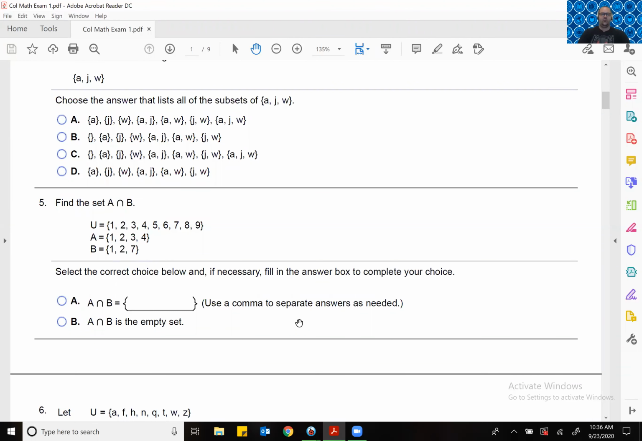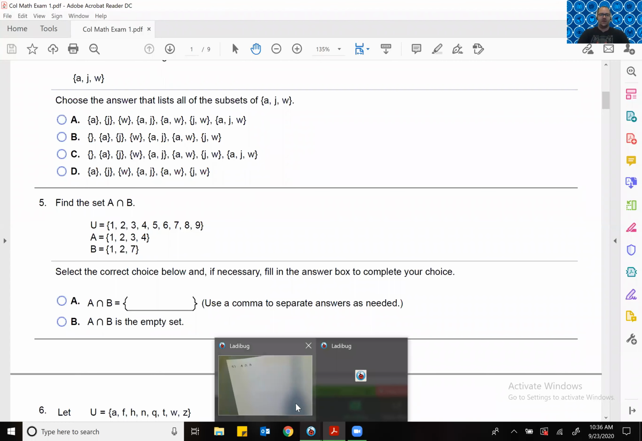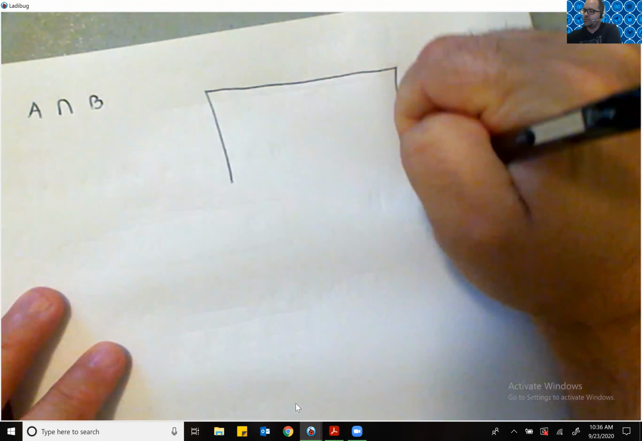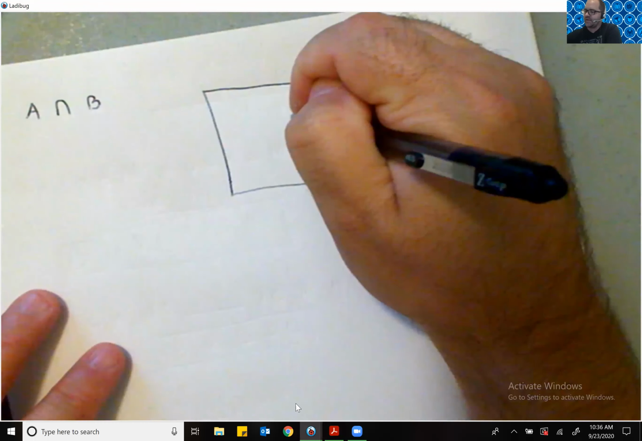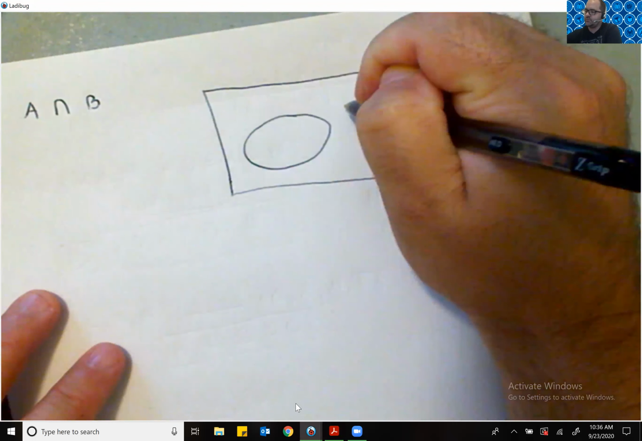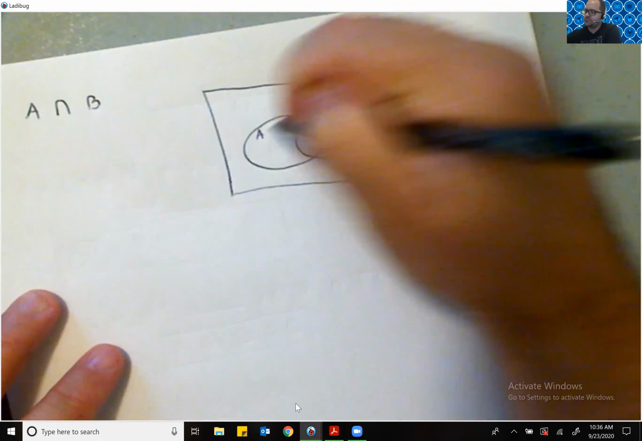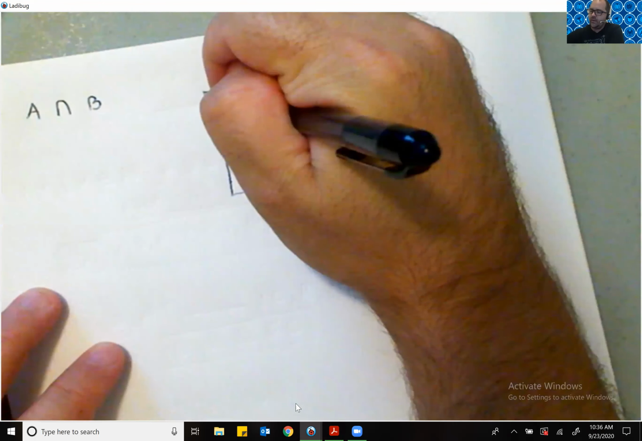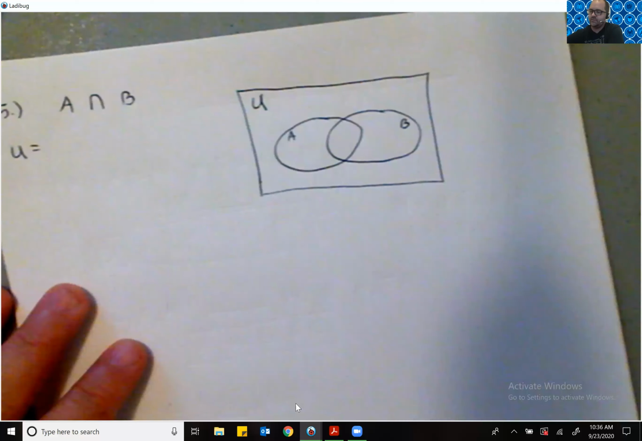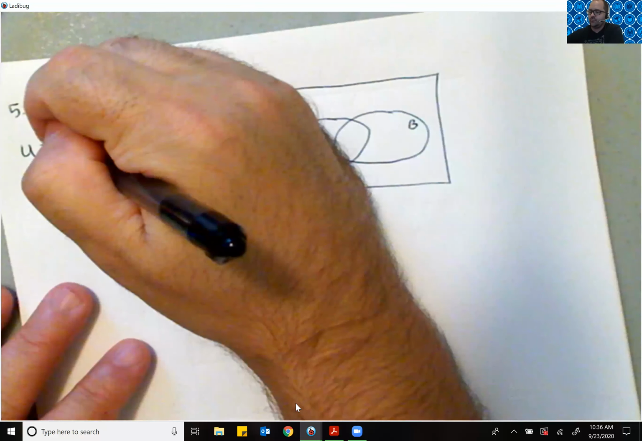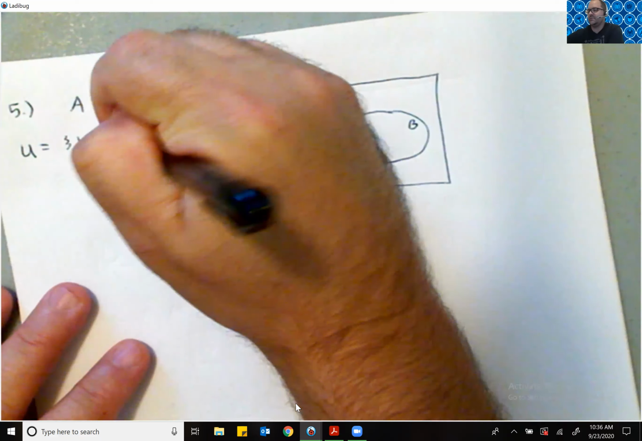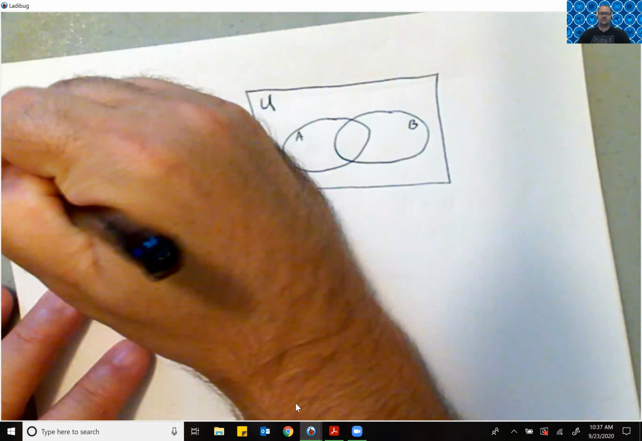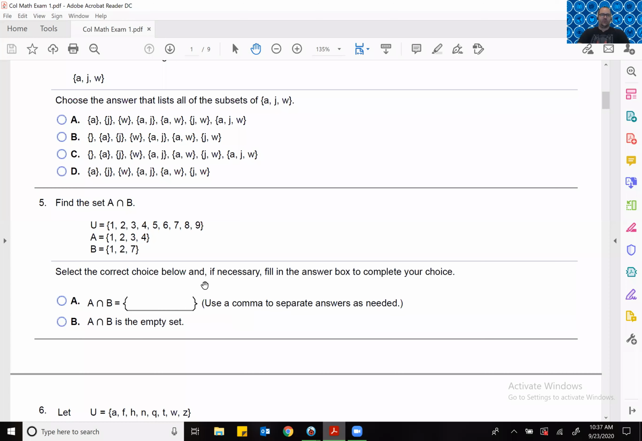Okay? So when I talked about this with you guys, I encouraged you to make a Venn diagram because that's going to help you answer your questions. Okay? And again, we know that the universe is set 1, 2, 3, 4, 5, 6, 7, 8, 9. Set A was, and I've forgotten, 1, 2, 3, 4.